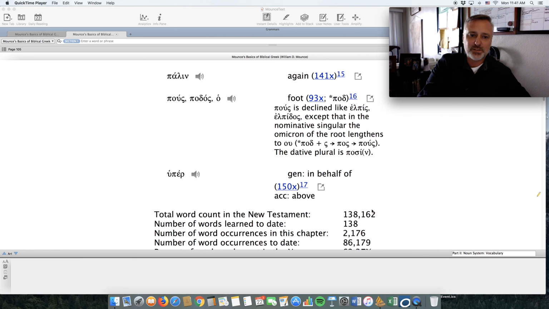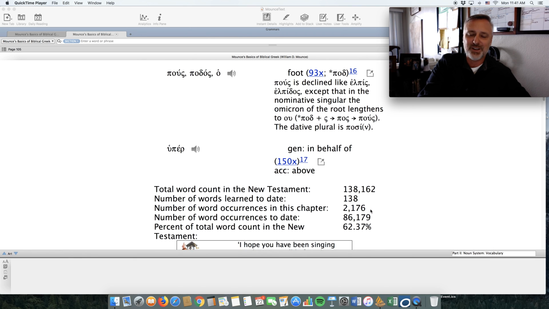There you go. Well, those are my musings on vocabulary for chapters 11 and 12. 62% of the New Testament. Good job, everybody. That's 6 out of 10 words in the New Testament that you can recognize if you get this vocab down. All right.